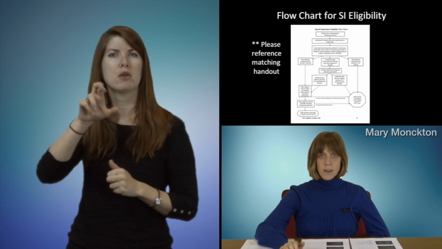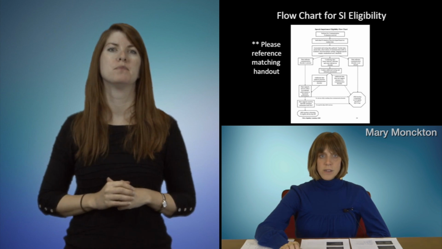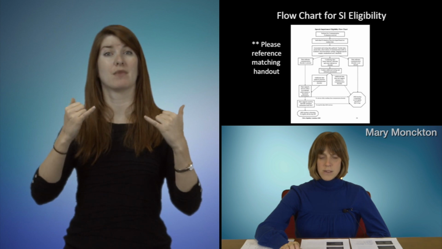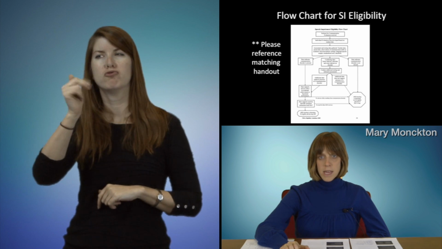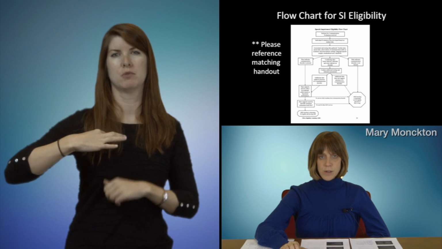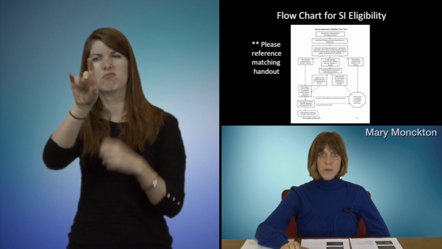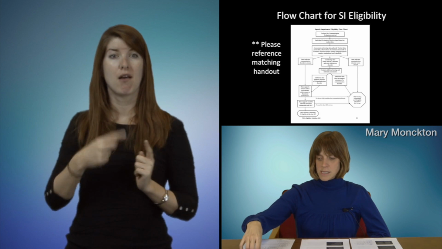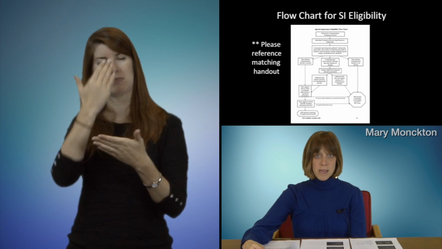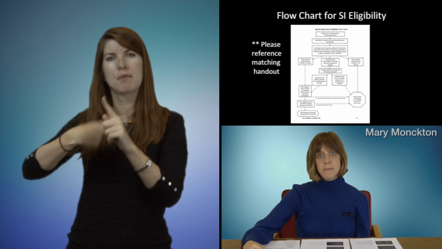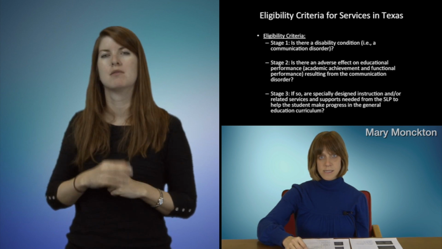This is a flow chart that gives a really good visual about SI eligibility here in Texas. And there will be a handout that you can download in order to see this full size, but I thought it was really important to note it here because it specifically discusses speech impairment and how a child meets eligibility for this here in Texas.